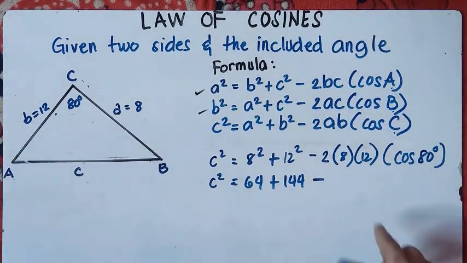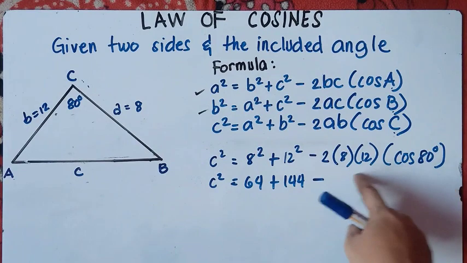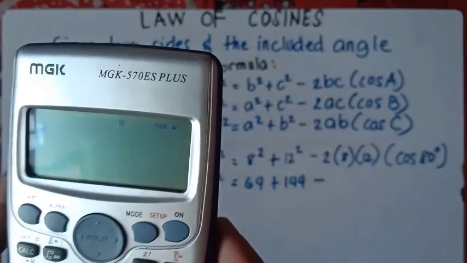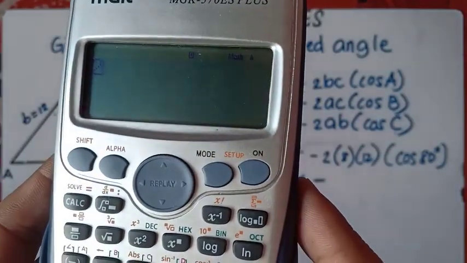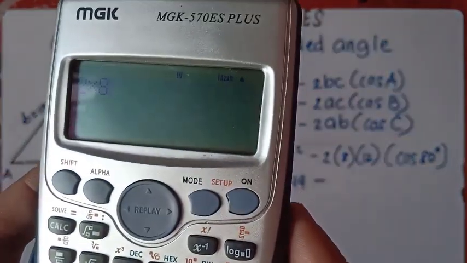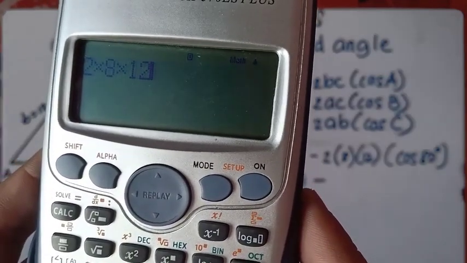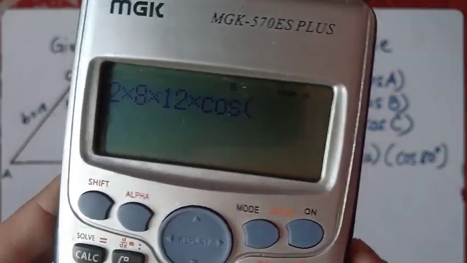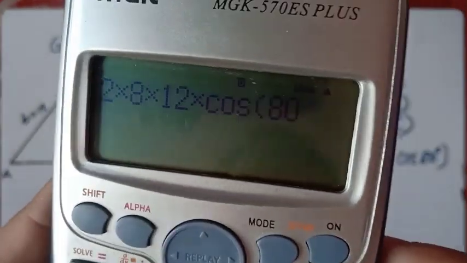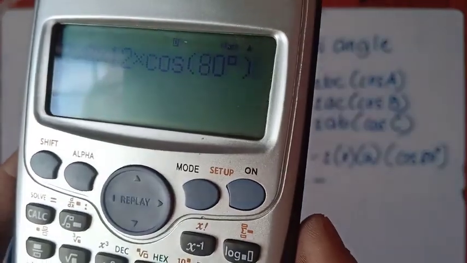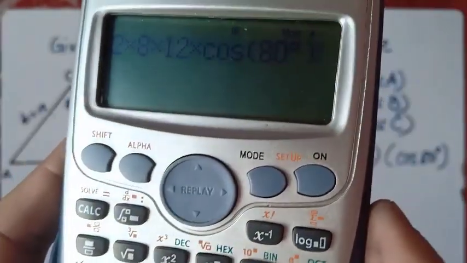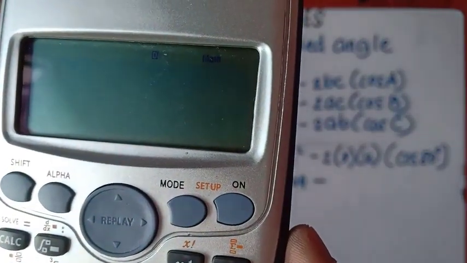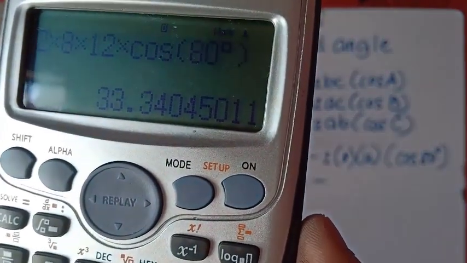You can actually write this one, class, in the calculator directly. So let me just write that one. 2, okay, let me use my calculator. 2 times 8 times 12 times cosine 80 degrees. Alright, close parenthesis. So I hope you're following me. Alright, equals.